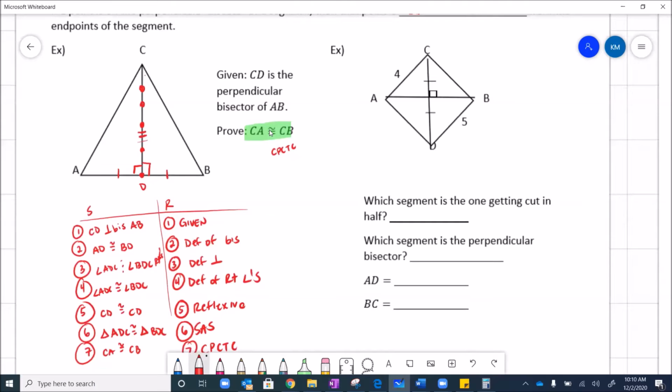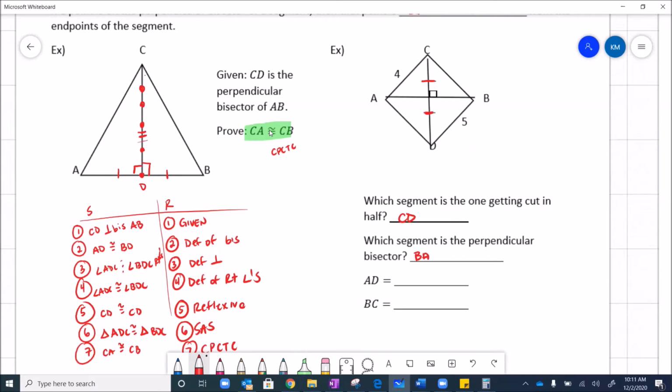It says, which segment is the one getting cut in half? As we look at this next problem, it's important for us to understand which segment is getting cut in half so we know on which line has to be equidistant from the endpoints. So as we look, CD, we have hashes that say, hey, this segment is congruent to that segment. So CD is the one being cut in half. Which segment is the perpendicular bisector? BA is the line that actually is the perpendicular bisector.